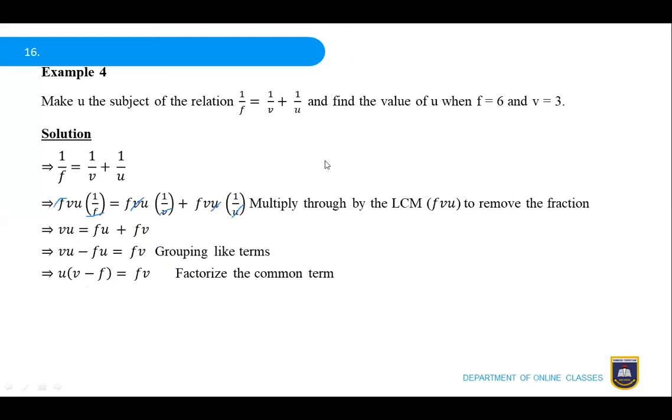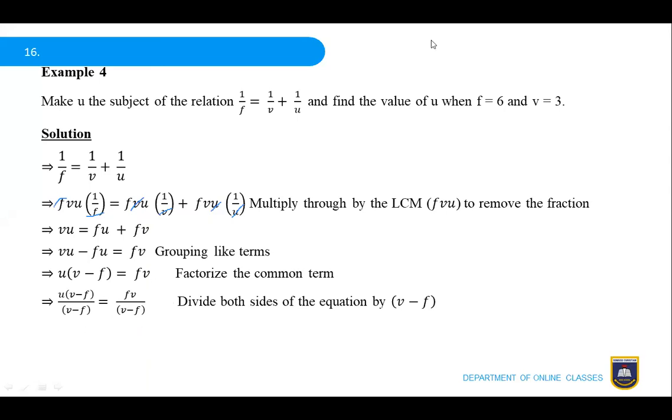The next step is to make sure that your u stands alone. So we divide through by any number or expression in front of u. In this case, the expression in front of u is v minus f, which means that we are going to divide both sides of the equation by v minus f. If you divide, it now gives us u multiplying v minus f divided by v minus f equal to fv over v minus f.